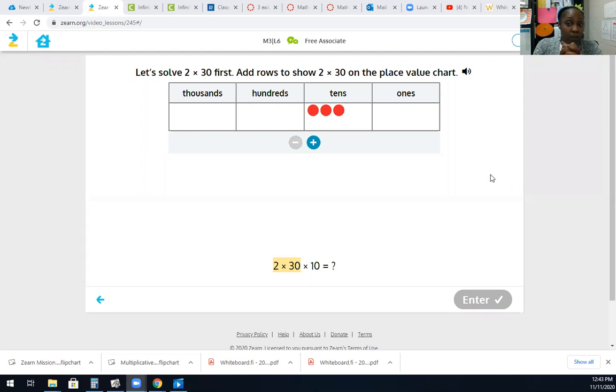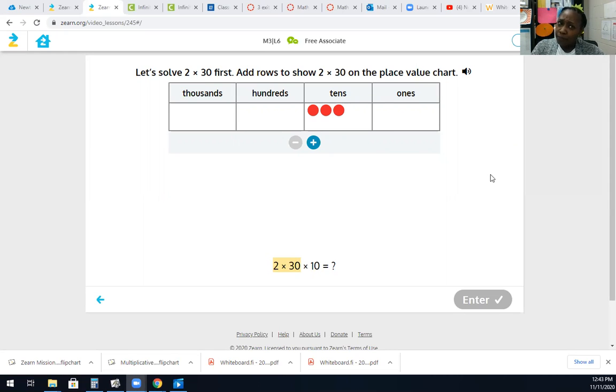Remember, we're continuing with multiplication. We're not knowing place value. We're going to get into partial products. There's a whole lot of things that we have to learn with multiplication, so we take it step by step. Last time we left off, I had you solve 2 times 30 first, and then we were going to add rows to show 2 times 30.